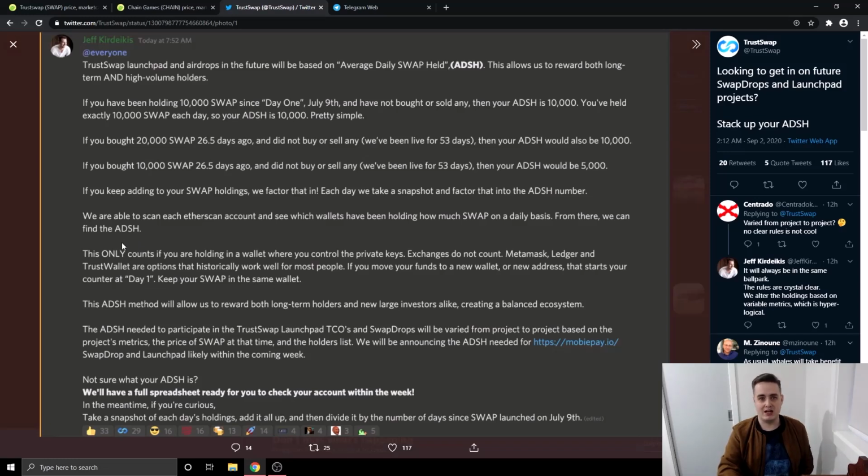But that's kind of good because it is stopping people that are just trying to buy a certain amount of swap to get into different projects to make a quick flip. This only counts if you are holding in a wallet where you control the private keys. That right there is absolutely key.